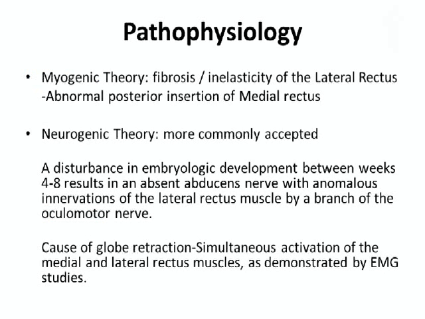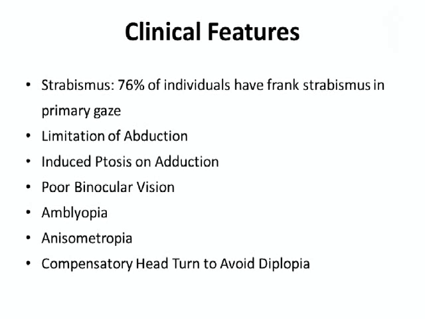So the pathophysiology, many theories are available. The neurogenic theory is the most commonly accepted one. A disturbance in the embryological development between weeks 4 to 8 results in an absent abducens nerve with anomalous innervation of the lateral rectus muscle by a branch of the oculomotor nerve. That is the most commonly accepted theory. The cause of globe retraction is simultaneous activation of the medial and lateral rectus muscles. So the clinical features, to repeat again: strabismus, limitation of abduction, induced ptosis on adduction, poor binocular vision, amblyopia and anisometropia, and a compensatory head turn will be present to avoid diplopia.